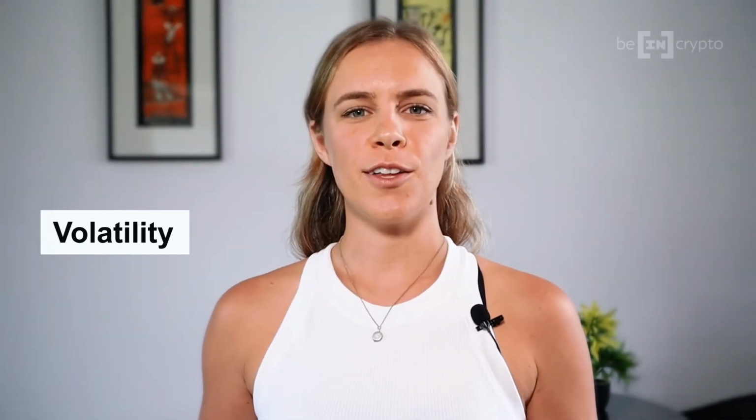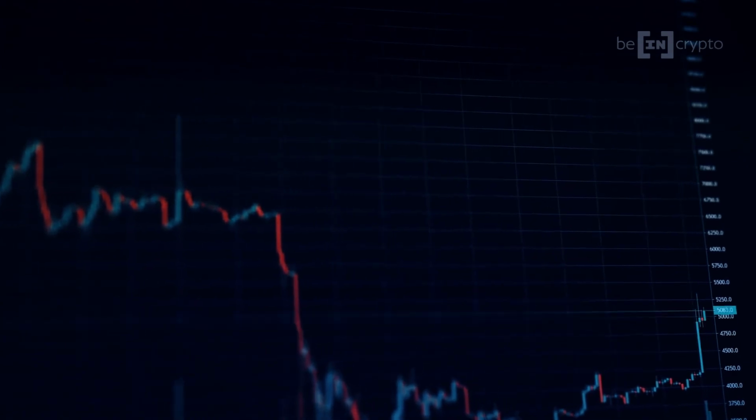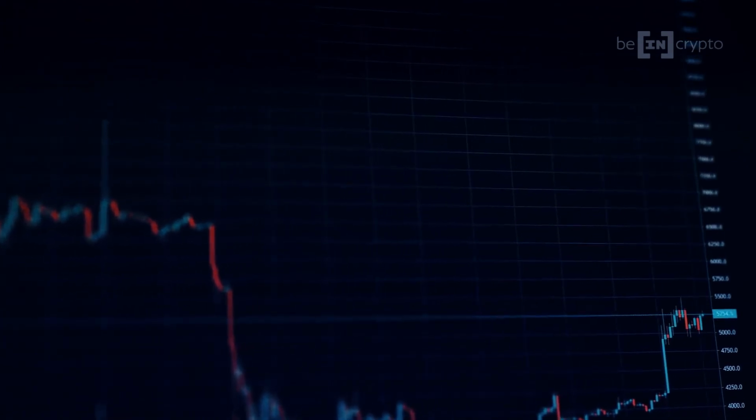And number 2, volatility. Bitcoin is new. It's in the process of price discovery, and as such, prone to wild price swings. This volatility is not for the faint of heart. A 50% drop can challenge even the most hardcore Bitcoiners. Kind of reminds me of a meme I heard about Bitcoin. If you can't handle my 50% losses, you don't deserve my 500% gains, or something like that. But you get the point.